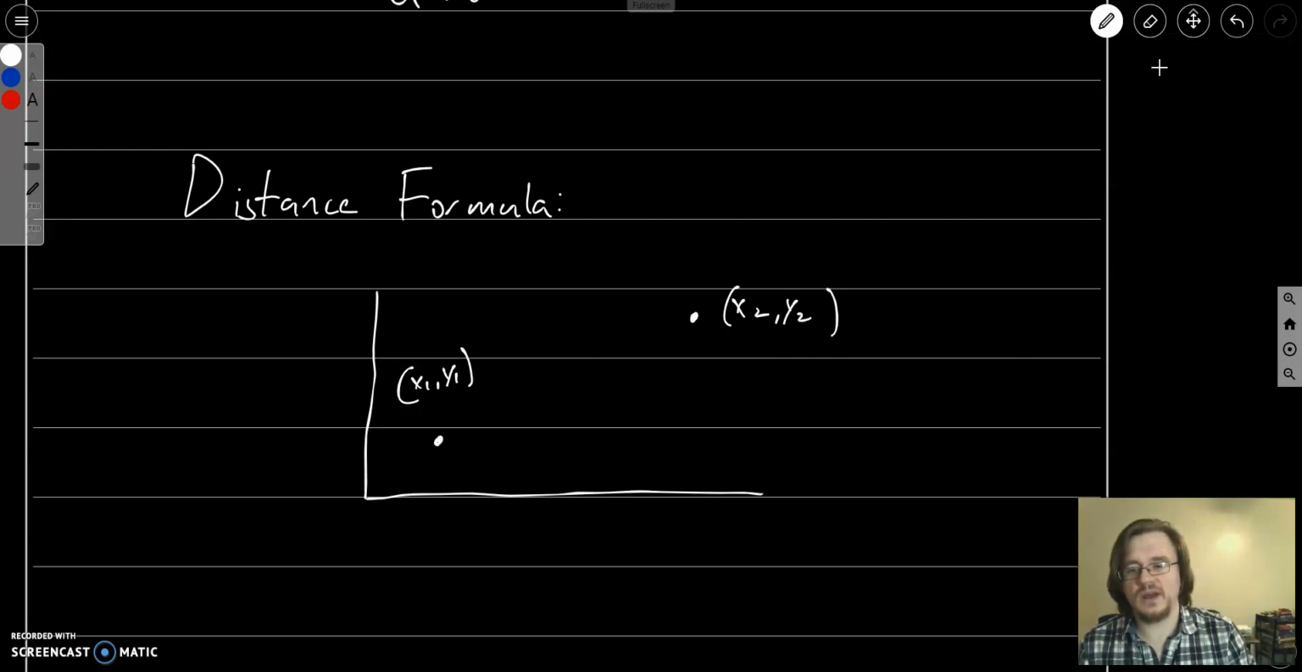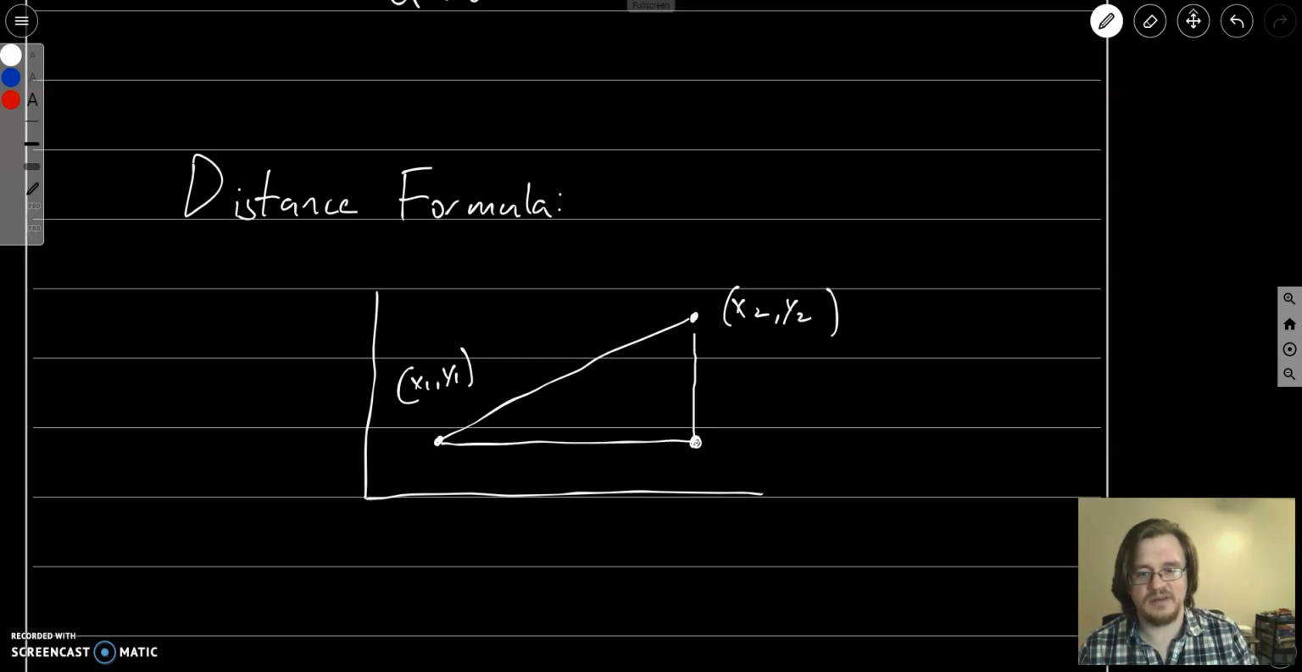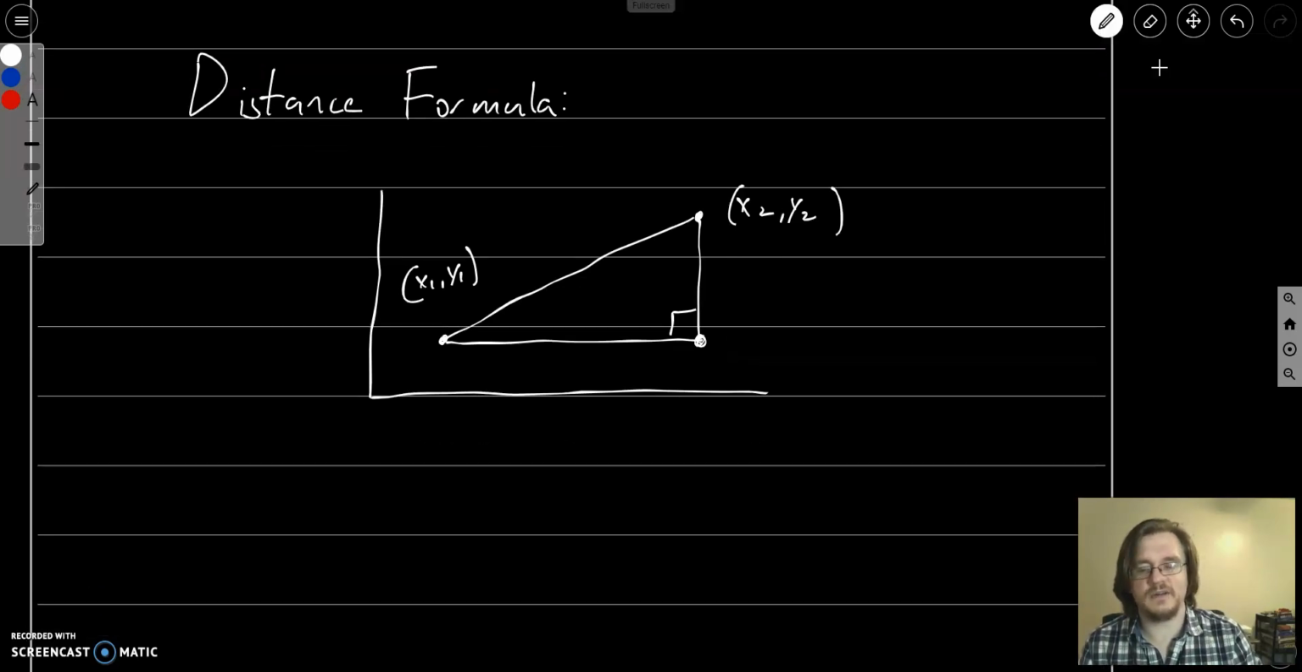So when I want to find the distance between 2 points, say x1, y1 and x2, y2, what I want is the distance of this line here. But we can start to see a triangle pop out if we do the following. If I draw straight over and then straight up, now all I need to do in order to find the length of the long side across from the right angle is know the distance of this side and the distance of this side. And this is fairly straightforward.